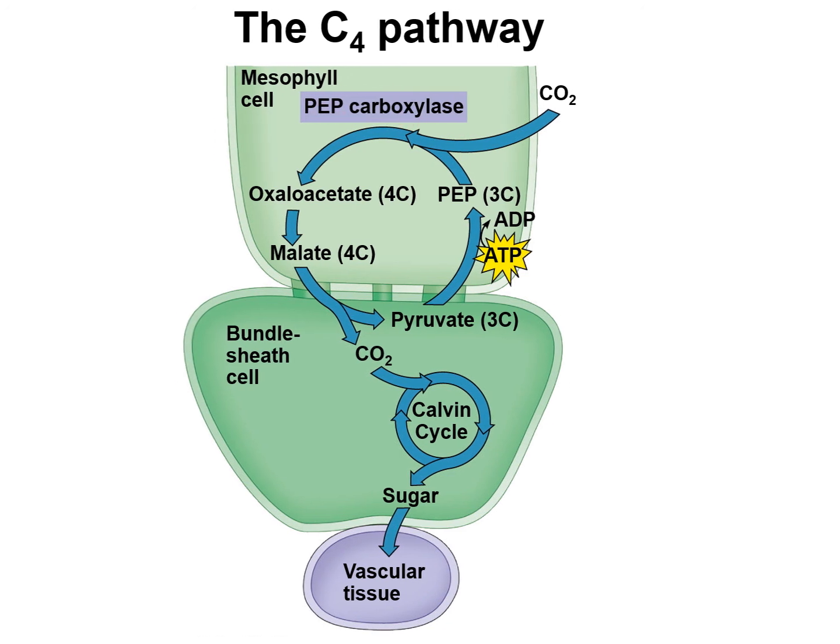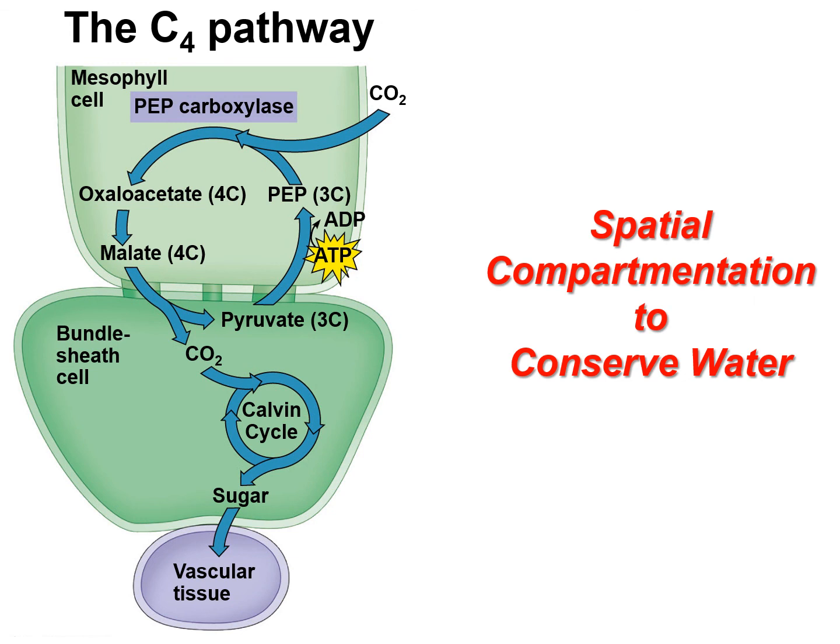But here's the real deal: we're using spatial compartmentation to conserve water. The light-dependent reactions require water, but we want to keep doing the Calvin cycle if possible. So why not shut this cell down and keep the Calvin cycle going over here, which would mean you wouldn't need additional water for those light reactions. So that's C4 for you, the C4 pathway.